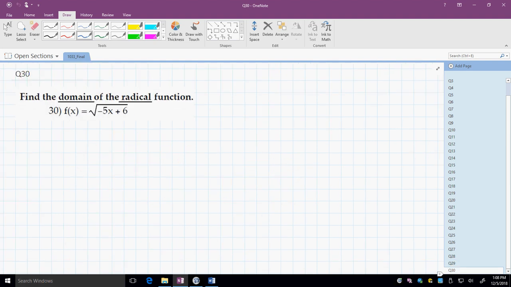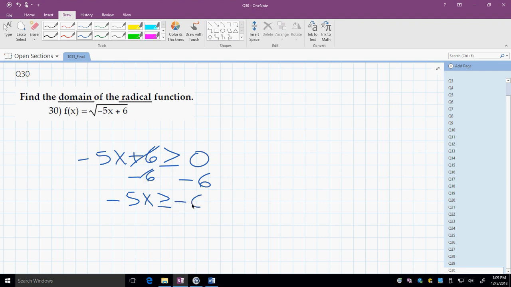Question 30. The domain. Every time they ask you for the domain and you have a square root, you have to think that we can't have negative numbers in our square root. So you have to take the inside of the square root and set it greater than or equal to 0 and solve for it. So we're going to subtract 6 on both sides of the inequality sign. And we have negative 5x greater than or equal to negative 6.